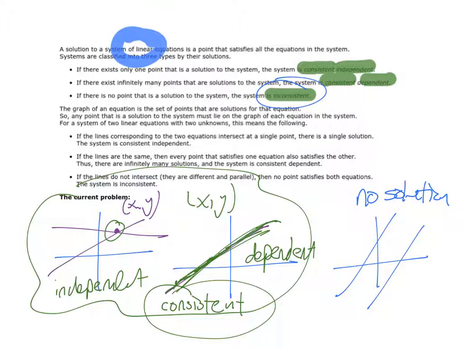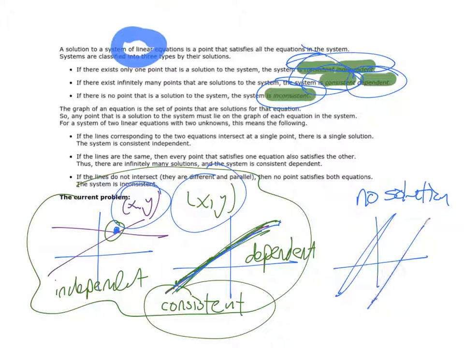So to summarize, if you can find an x and a y, we have a consistent system. If there's just the one x and y, it's consistent and independent. If it's one line on top of the other, it's consistent and dependent. And if there's no solution at all, if the lines never cross, it's an inconsistent system.